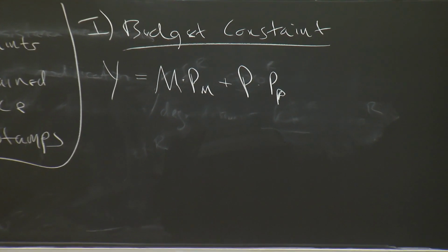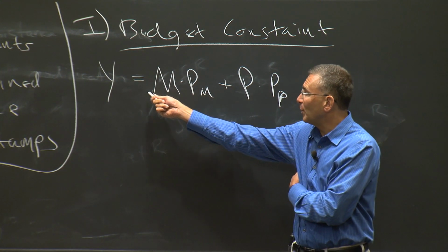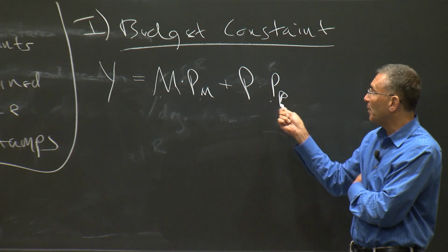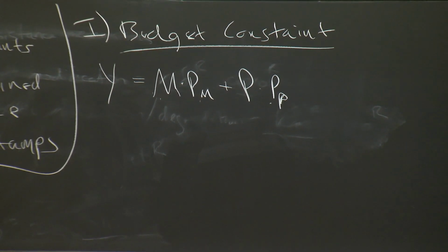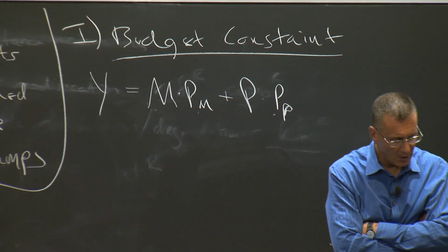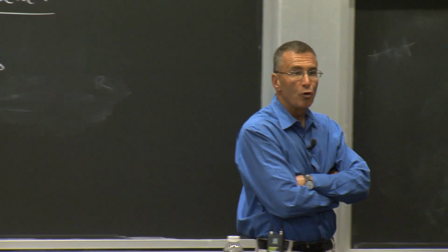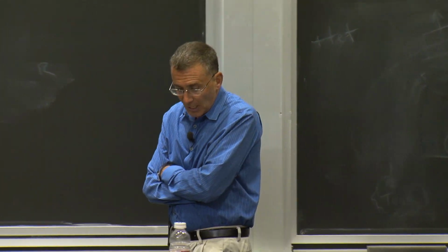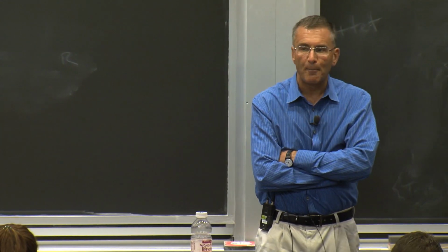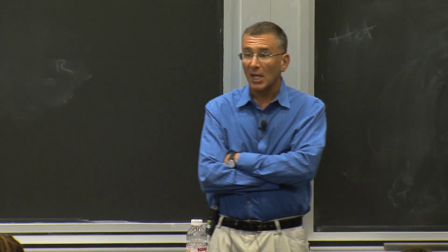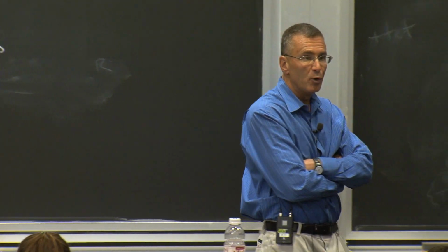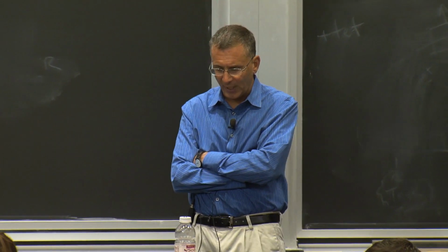You can spend your income on movies, which is the number of movies times the price per movie, or pizza, which is the number of pizzas times the price per pizza, or some combination of the two. So we can graph that in figure 5.1. Figure 5.1 shows the budget constraint. If you choose to spend all your money on movies, you can have Y over PM movies and no pizzas. If you choose to spend all your money on pizzas, you can have Y over PP pizzas and no movies, or some linear combination in between.